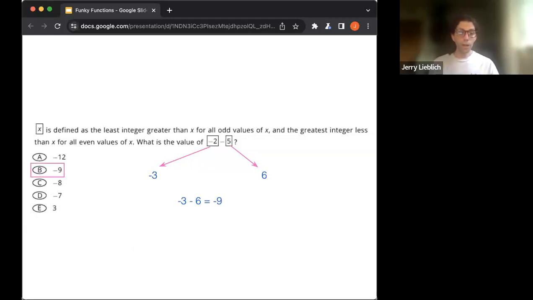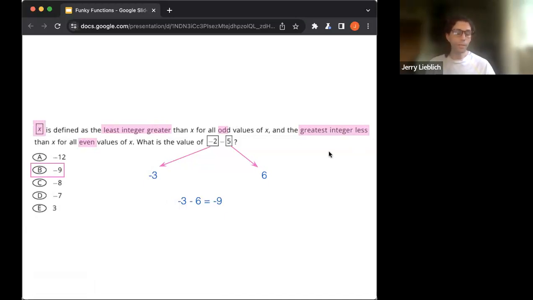So this question is all about trying to intimidate you with this kind of stuff, with the fact that we've got an odd, that we've got an even, with the fact that you've never seen box X before. That's how they're getting you here. It's not like you don't know how to do -3 minus 6. Of course you do. It's that they give that to you in the weirdest way possible.